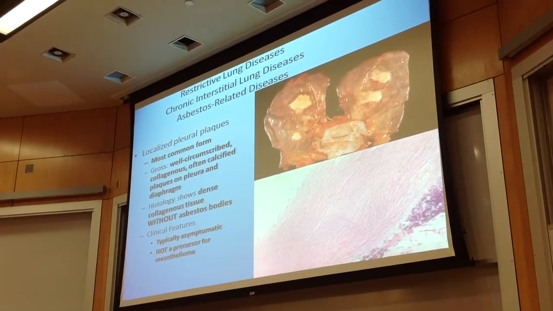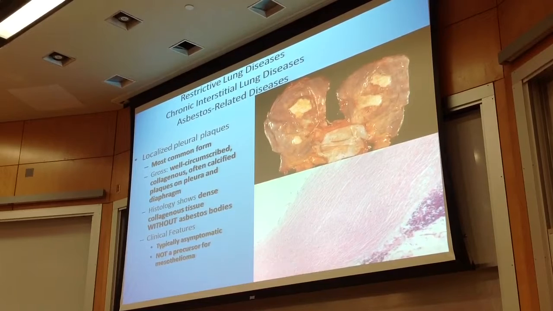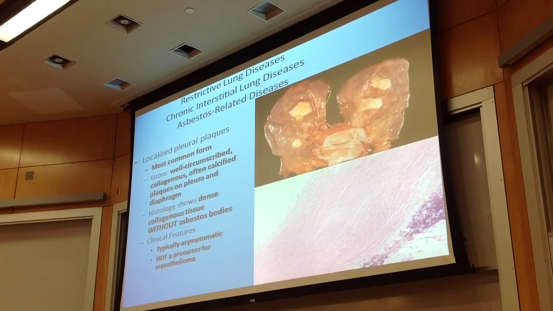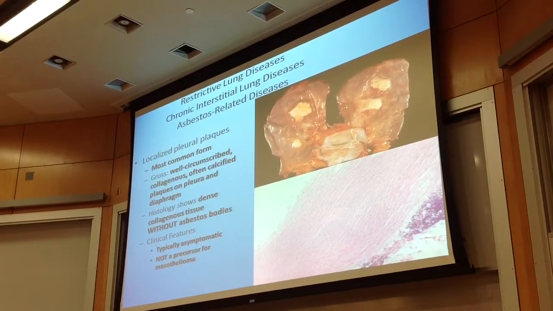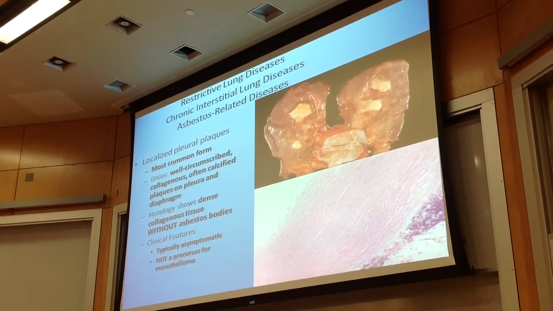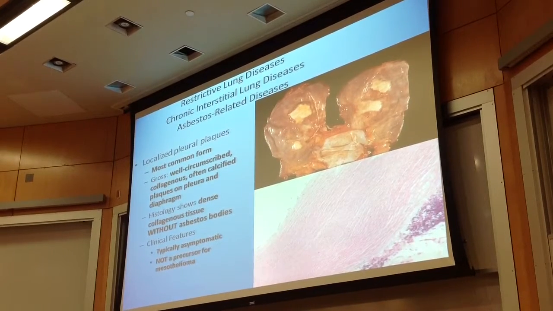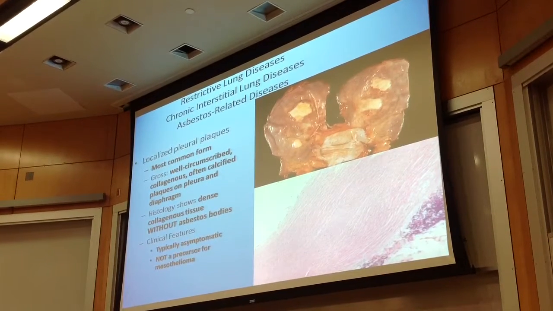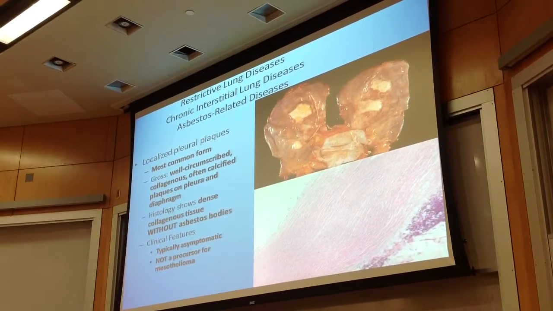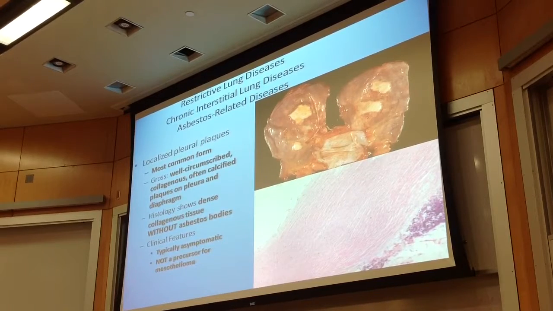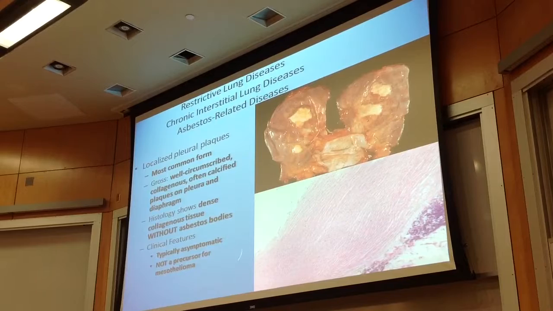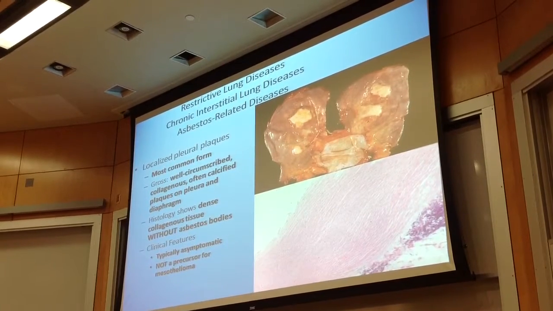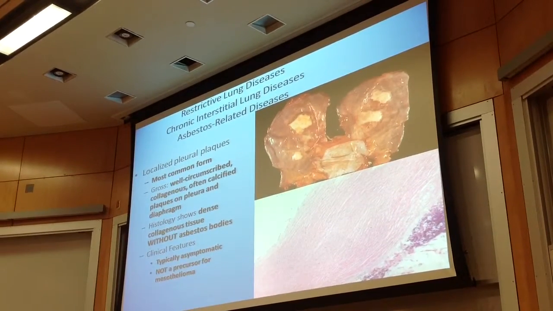So your localized pleural plaques sound just like they're described. So there's very discrete areas of fibrosis on the pleural surface. They often happen on the diaphragm. And when you look under histology, essentially what you have is just dense, hyalinized, collagenous tissue, and you don't have asbestos bodies in there. So it's just basically a collection of fibrosis. These usually don't cause any problems, and these are not a precursor for the development of mesothelioma.